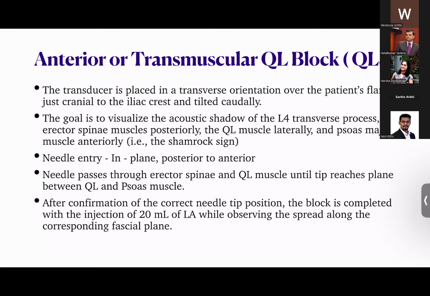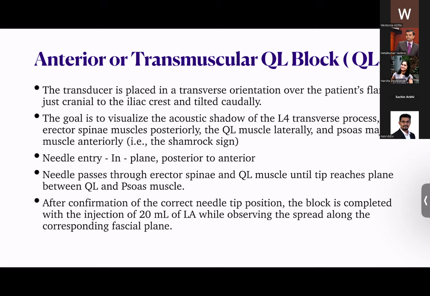Then there would be the erector spinae muscle posteriorly, QL muscle laterally, and psoas major muscle anteriorly. This would form a leaf-like sign, that is the shamrock sign. The needle entry would be in plane from posterior to anterior, and here the needle passes through the two muscles, that is the erector spinae and QL muscle, hence known as the transmuscular QL block, until it reaches the plane between QL and psoas major muscle.